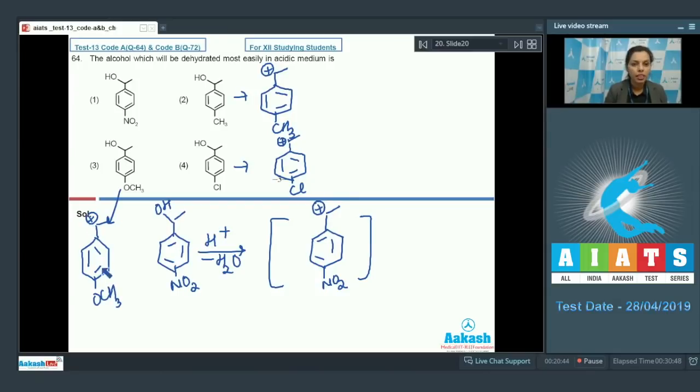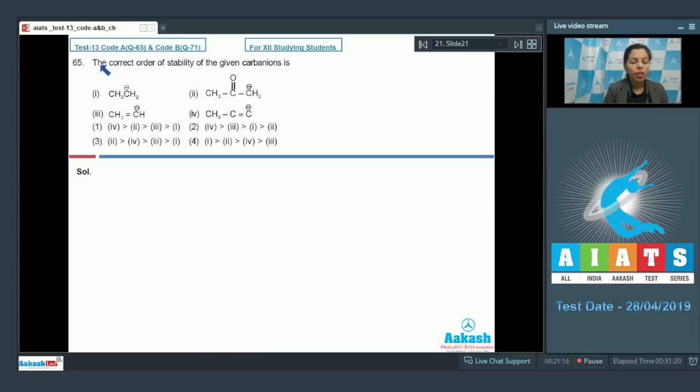Due to more stability of this, it is most easily dehydrated in acidic medium, and after dehydration it will form an alkene. You know that alkene would be this, would be formed. So on that basis, option 3 becomes your correct answer. That states that this is the alcohol which will be dehydrated most easily in acidic medium. After that, next question. Question number 65.